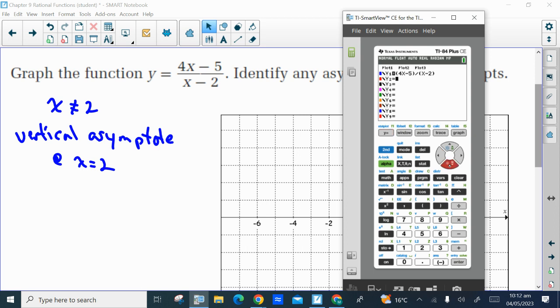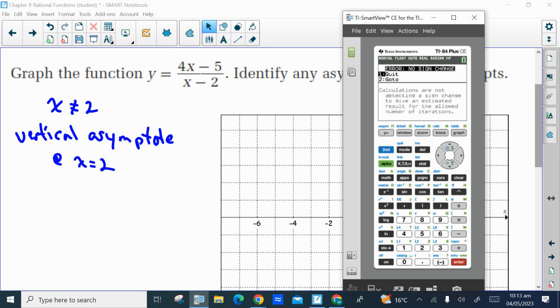And in fact, if we put a second equation in, the line y equals 4, that certainly looks like the horizontal asymptote. If we try and find the point of intersection, second function trace, number 5 for intersect, enter, enter, enter, there is no point of intersection. That's why it gives us an error. So this just confirms that our horizontal asymptote is at y equals 4.